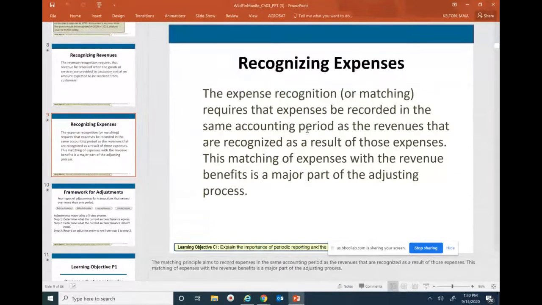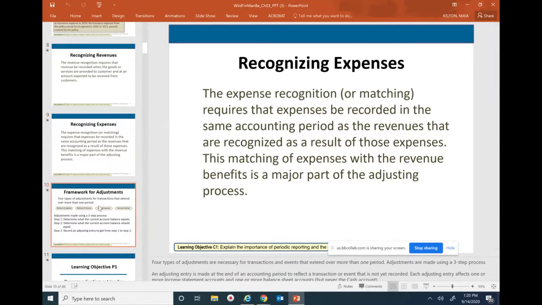The accrual basis of accounting really is determined by this revenue recognition and on slide 9, the expense recognition principle. So the reason why these are important is because at the end of every month, every publicly traded corporation has to look at their expenses, they have to look at their revenues, and make sure those expenses or revenues are reported in the appropriate accounting period.